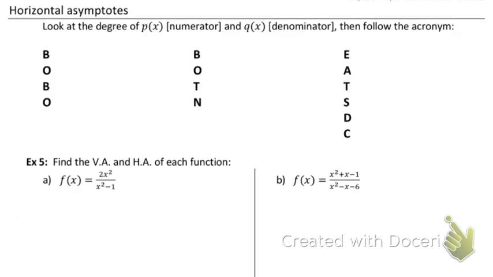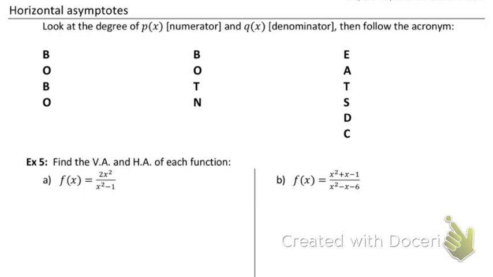Let's go on to our horizontal asymptote. So rational functions, generally speaking, have a vertical and a horizontal asymptote. For horizontal asymptotes, we're going to remember the saying, Bobo Botten eats DC. Once again, Bobo Botten eats DC. Don't worry, on Monday there's a picture of Bobo Botten eating DC. So stay tuned for that. It's going to be fun. He's eating the whole city.